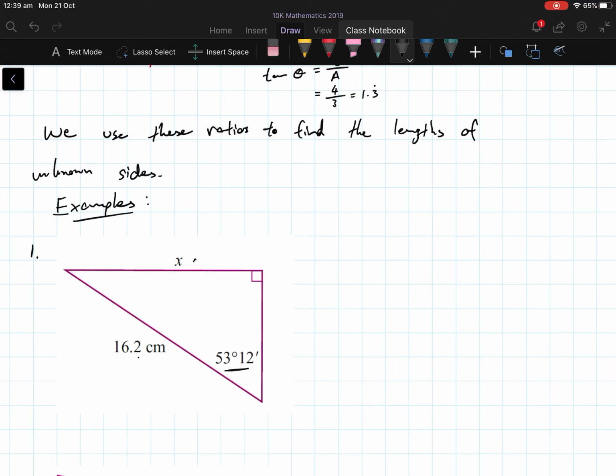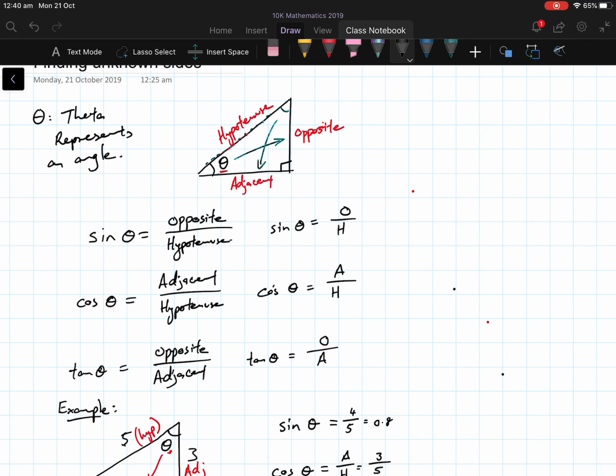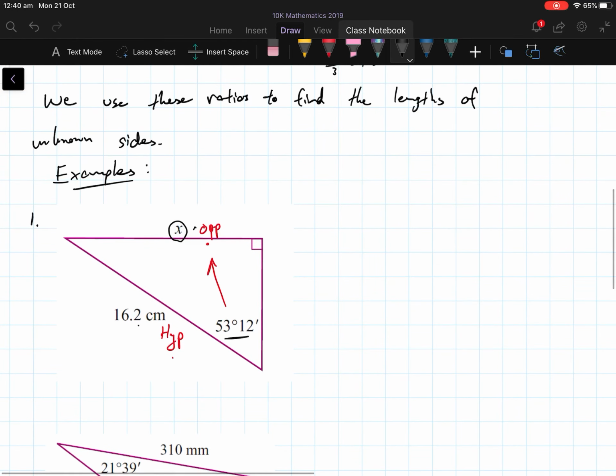All right, so what do we need to do? Well, we need to find what x is, because that's what we're interested in. But the first thing you always do is label the sides. This one is the hypotenuse, and the side x would be its opposite side. So we've got the opposite side and we have the hypotenuse. Now, which ratio involves the opposite and the hypotenuse? Well, the answer is sine. So what we write is, use the sine ratio for question 1.